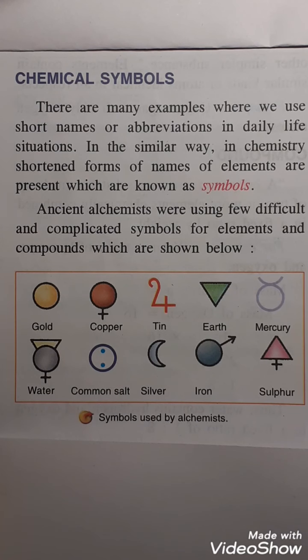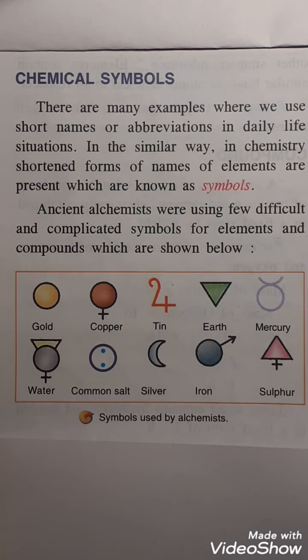Here we will see how the names of the elements were represented by using certain symbols. Like in our daily life, we use short forms or abbreviations or nicknames. In the same way in chemistry, the names of the elements were represented in shortened forms, which are known as symbols. Now, in ancient times, alchemists used very difficult and complicated symbols for those elements and compounds, which are shown in the figure.